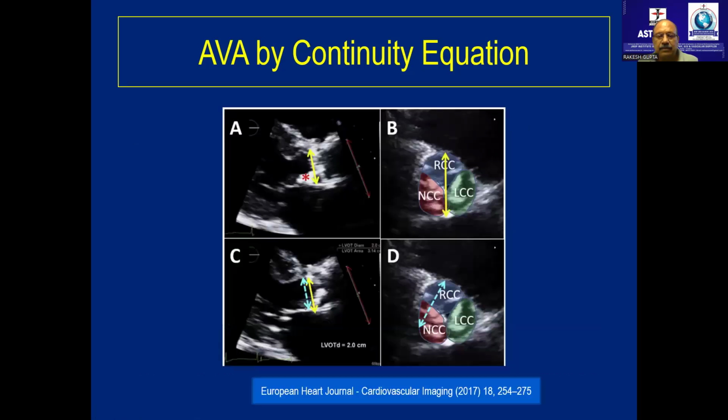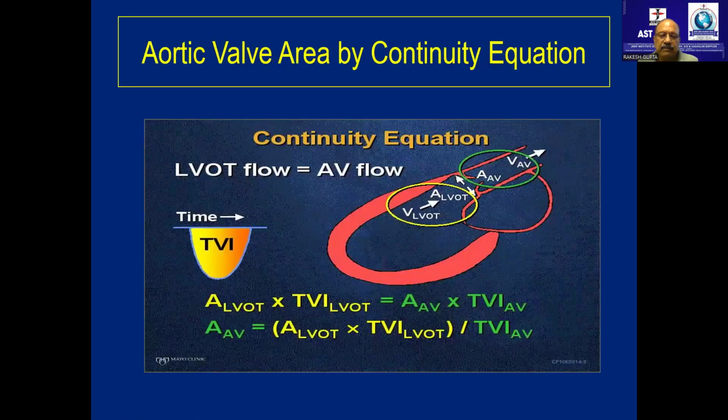Yes, sir. In M mode, sir, across the aortic valve, we get the aortic valve diameter. Correct. So by getting that diameter, can we not get the area? No. Aortic valve is not a circular area. It's a semicircular area. Yes. Let's forget about those things. We cannot. Okay, sir. Okay, sir.